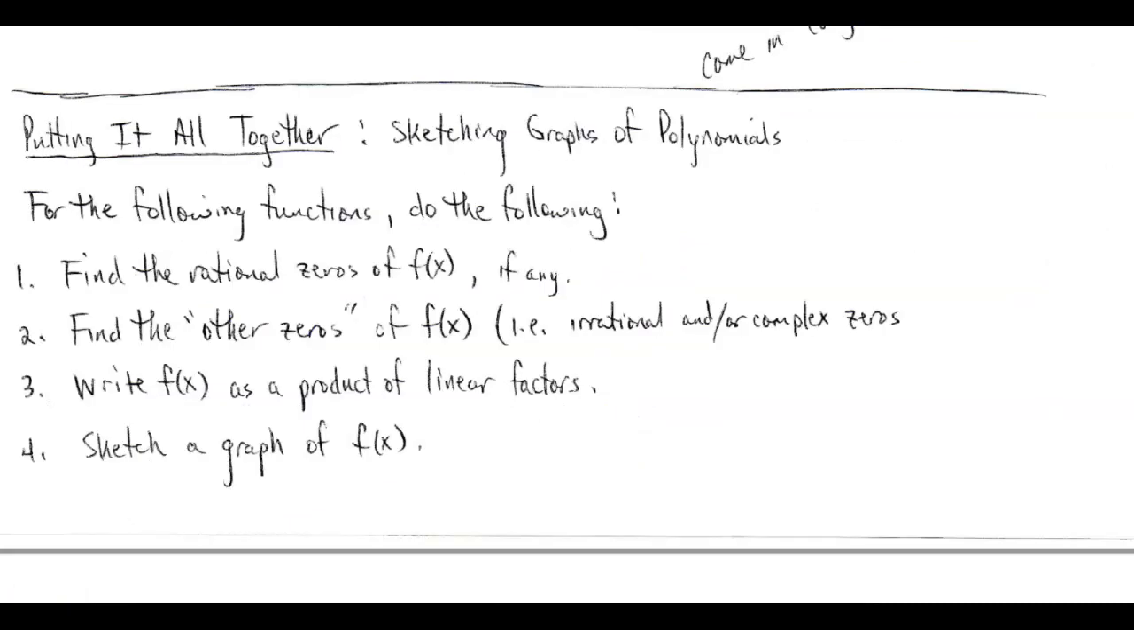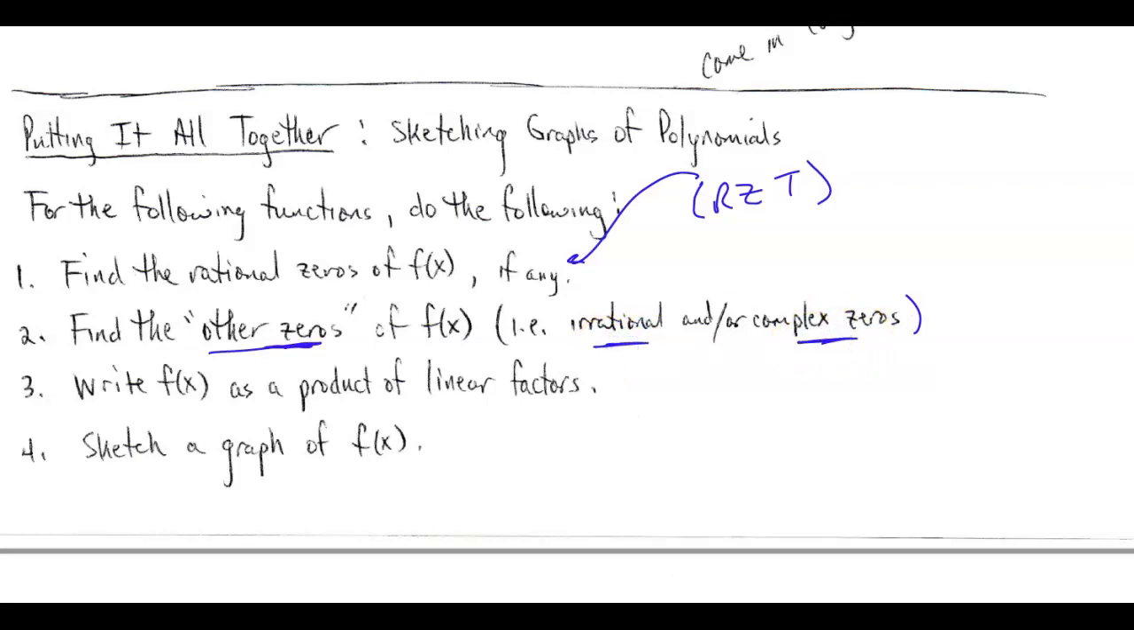For the examples that follow, the directions will be the same for each and every one of them. When we put this all together, the first thing we want to do is find what rational zeros we potentially have for a polynomial, and we're going to use the rational zeros theorem for that. Then, using this theorem, we're going to find out which of the numbers in that list of potential zeros are actually zeros. From there, we're going to find our other zeros, which are going to be irrational and or complex.